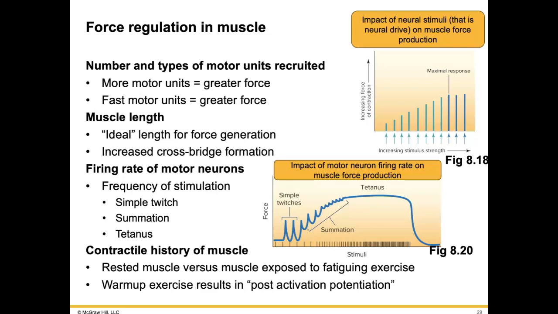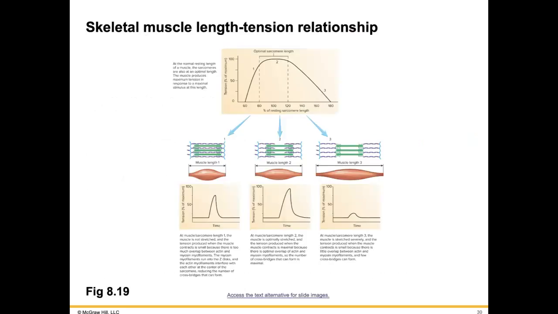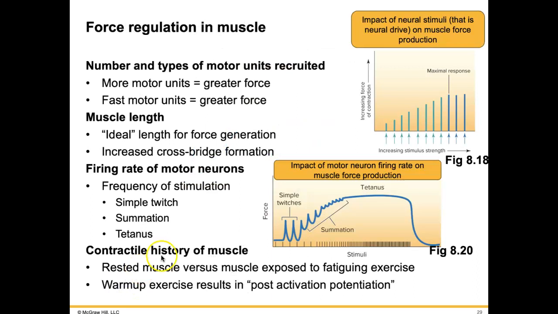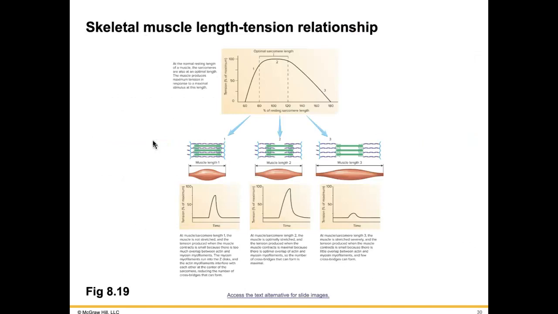And this is called a post-activation potentiation, or a PAP, in which we are having an increase in that muscle force production following that bout of non-fatiguing submaximal muscle contractions. So this figure here that I mentioned in the previous slide where we talked about muscle length and there being an ideal length for force generation, is depicted here.